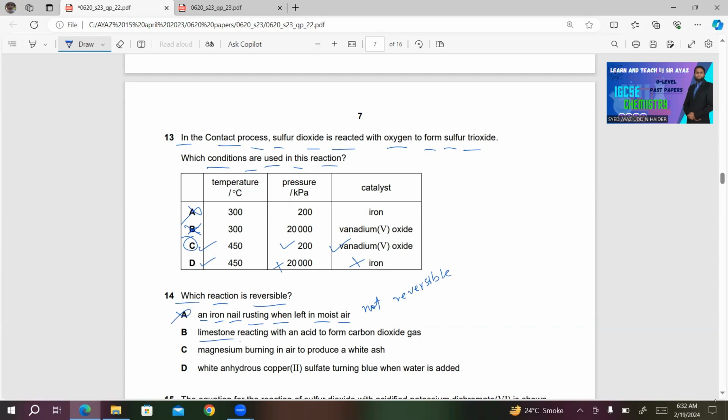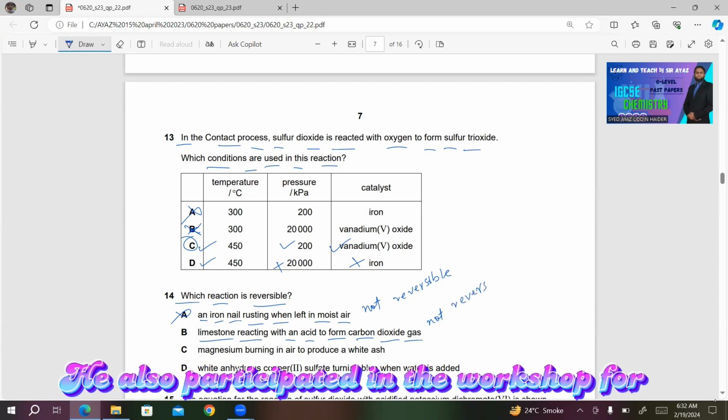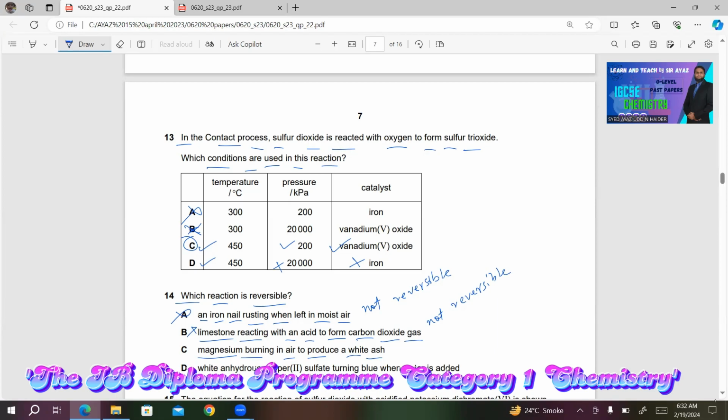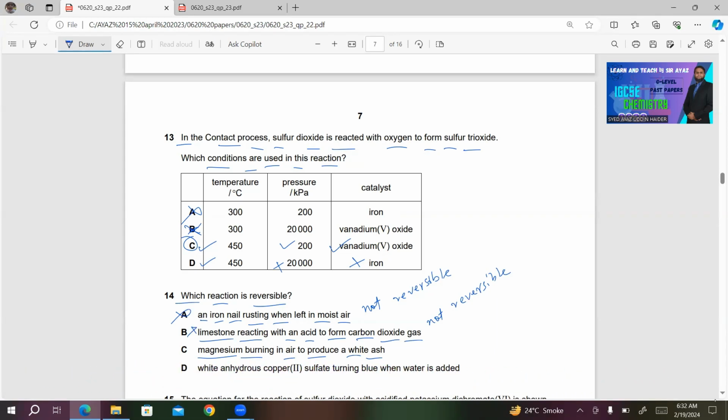B, limestone reacting with an acid to form carbon dioxide gas. Now this is also not reversible because the gas is released in the air. Choice C, magnesium burning in air to produce a white ash. Now whenever magnesium is burned in air, it is reacting with oxygen to produce magnesium oxide, which is white ash. This is also not reversible. The reason is that it's reacting with the gas oxygen, so you can't get oxygen back.